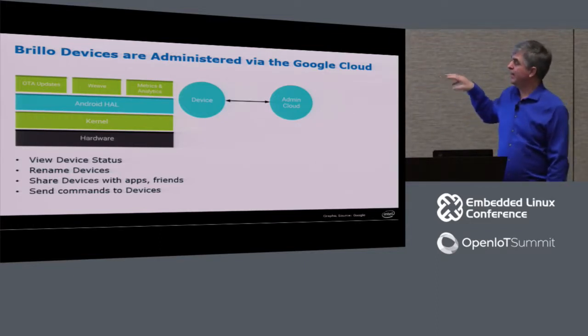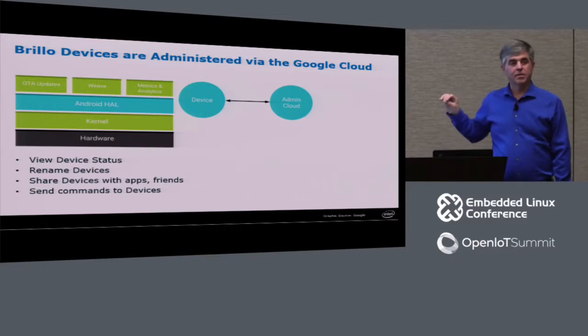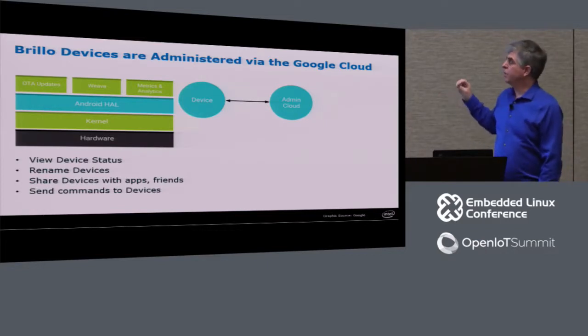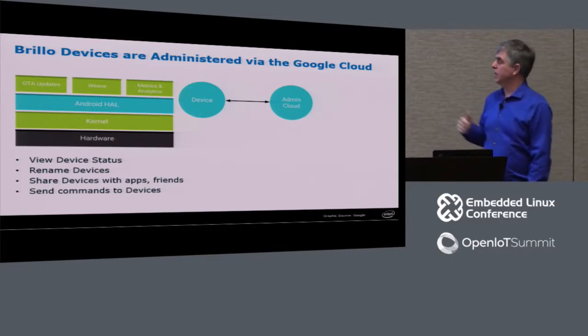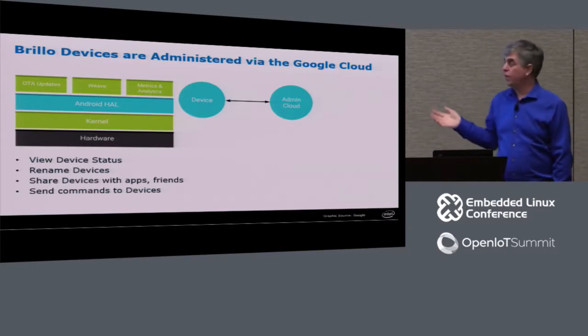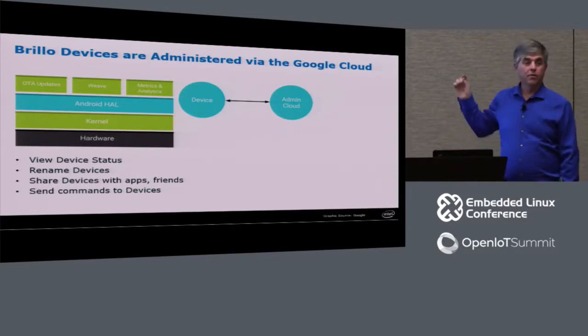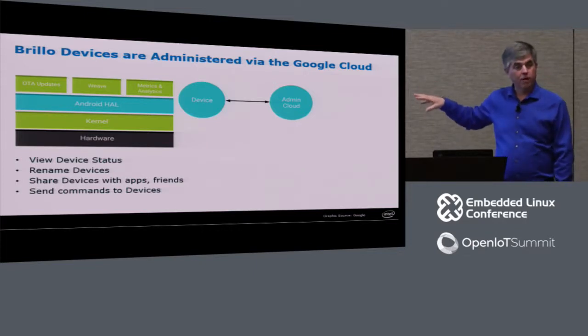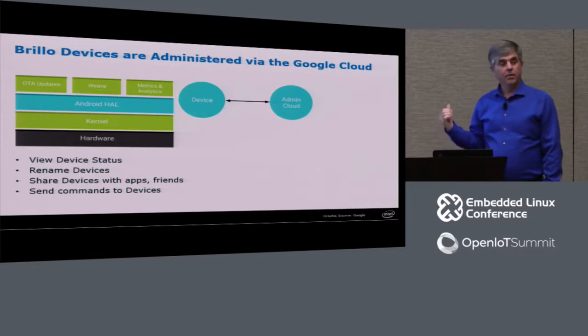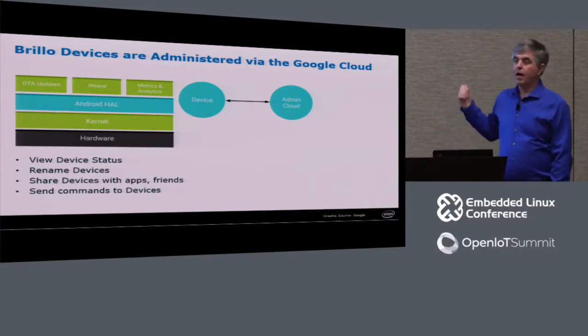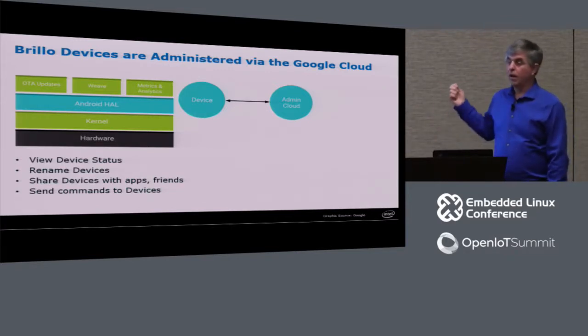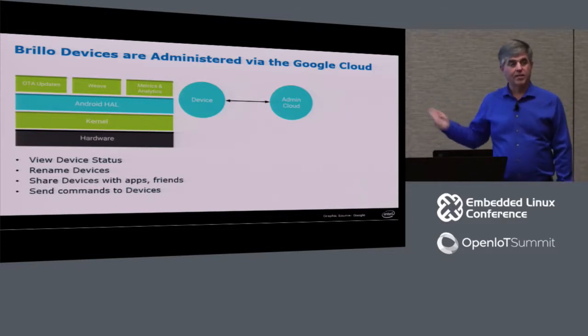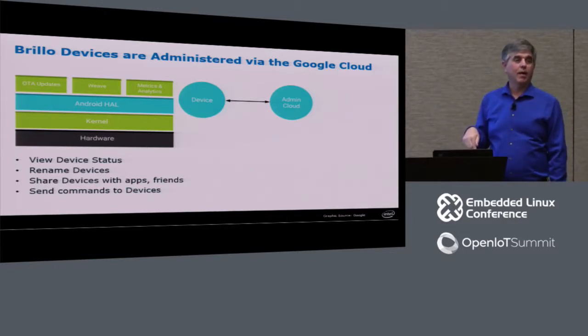But in terms of the Weave commands that are provided between the cloud and your device, you can do things like view the device status, you can rename devices, you can do a lot with permissions between Google accounts, and Google accounts can be for your friends or it could be for an app. So you can express, hey, I want this other app to be able to have access to enqueue commands for my MP3 player.